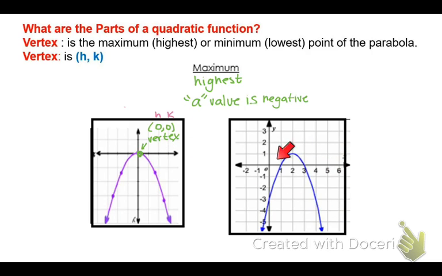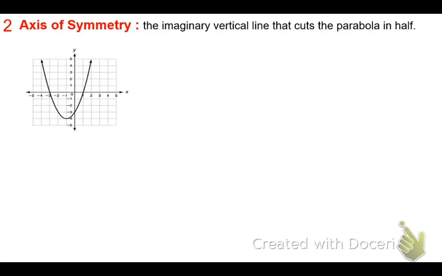So, let's take a look at our second graph. The highest point, once again, is here at the top of the hill. So this is my vertex, and we write it as an ordered pair. So the ordered pair here is 2, 1. And again, H and K. Pretty easy, right? Let's move on to the next part. Now, please move on to the next page.